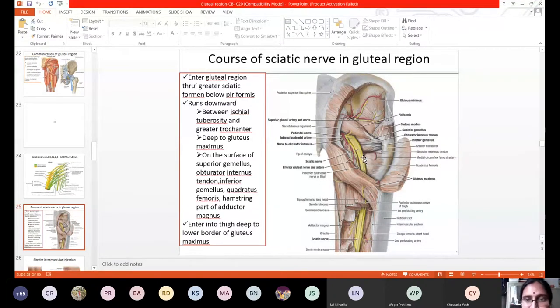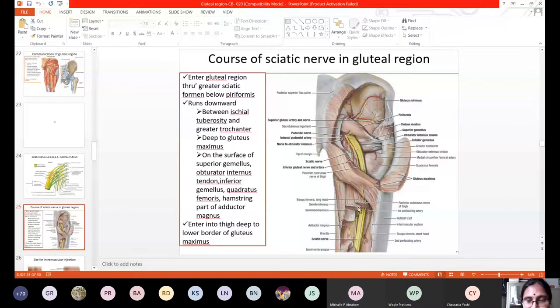Yes, ma'am. Now, can you say, through which foramen does the sciatic nerve enter into the gluteal region? Greater sciatic foramen. This is the greater sciatic foramen. Below the? Piriformis, yes. And what is the course? Is it going upward or downward? Downward. On the surface of which muscles? Can you name the muscles in order, superior to inferior, on which it rests? Superior gemellus, then the tendon of obturator internus. Inferior gemellus. Then quadratus femoris. Deep to which muscle? Gluteus maximus. And it enters into the back of the thigh.